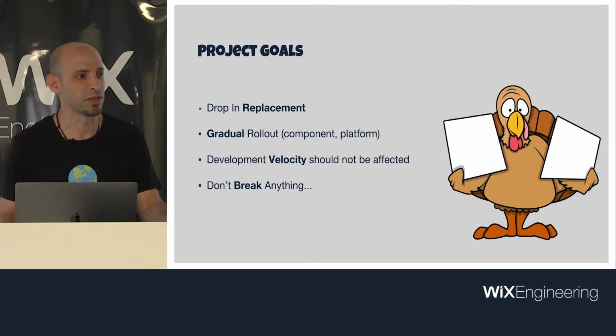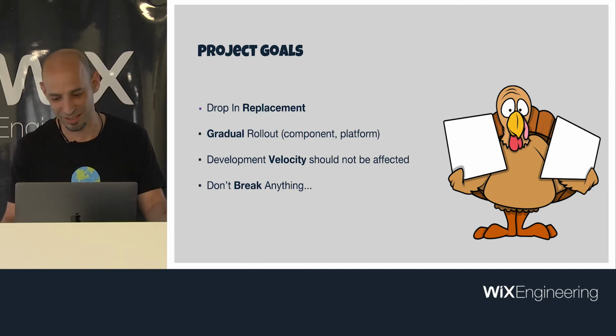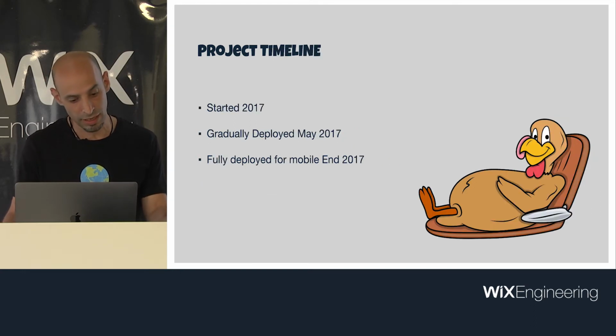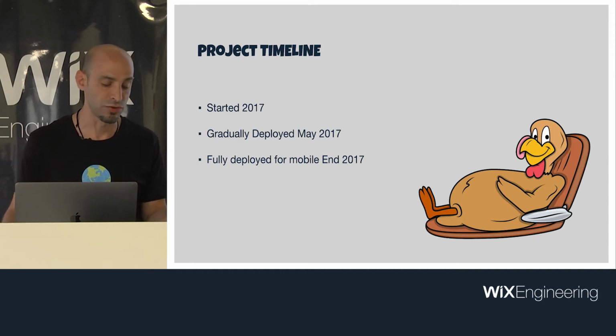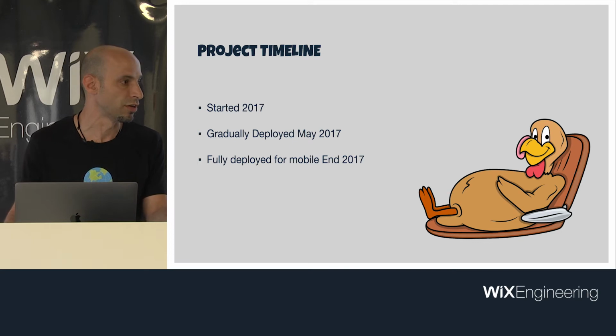As far as I can remember, we didn't kill the website, or maybe we did for just a small time, but it wasn't directly related. What are the timelines? When would you start? We started about January 2017. We started opening to users in May, and we fully deployed it to mobile devices in 2017, and then we started working on desktop. And as far as I know, we're starting to roll out the desktop version as well right now, as we speak.